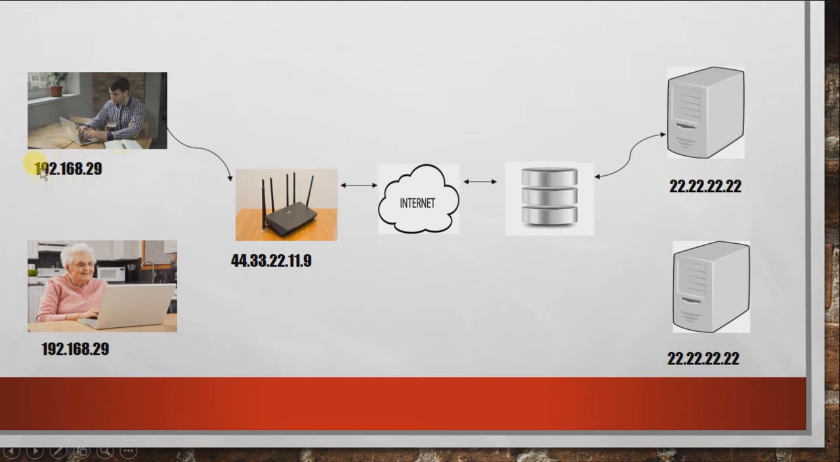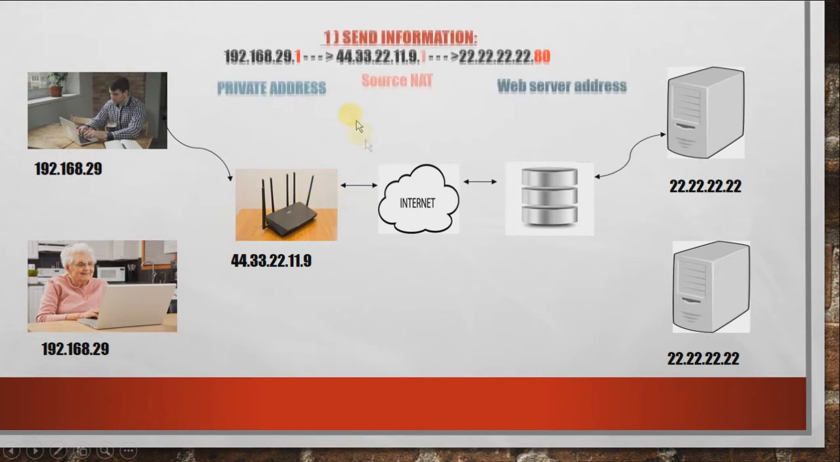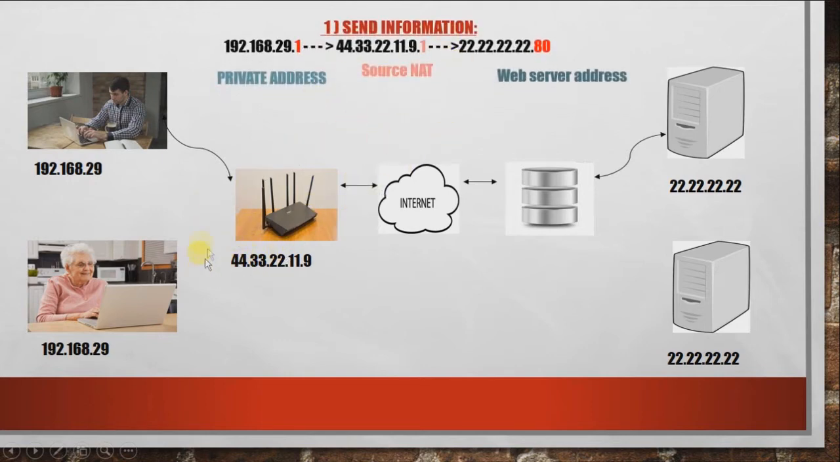Okay, this is the story. From the private address, we send this to the router. The router acts as a source NAT, which begins the translation of the address. When someone wants to send data, it goes straight to the router, and the router assigns a public address which can be known by the other network. So the router goes straight to the web server address, which is 22.22.22.22, and the web server knows where it comes from and where it needs to send back.